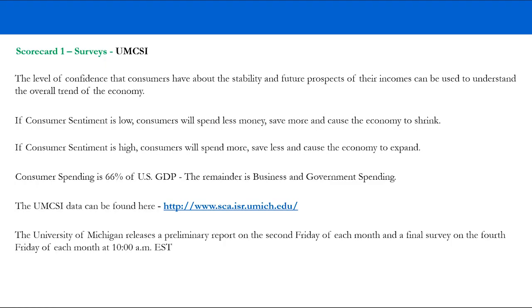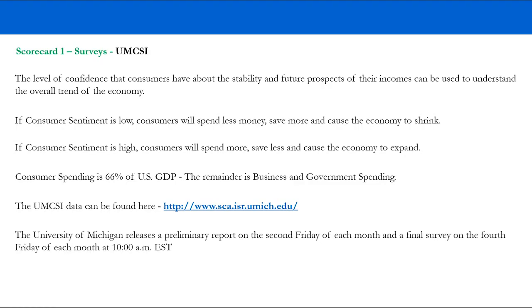And consumer spending is important because it makes up 2/3 of US GDP. And the remainder is business and government spending. So we've got businesses in the private sector. Remember, businesses and consumers make up the private sector. And we've got government spending, which is the public sector.